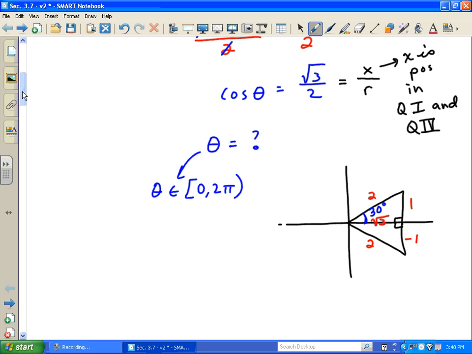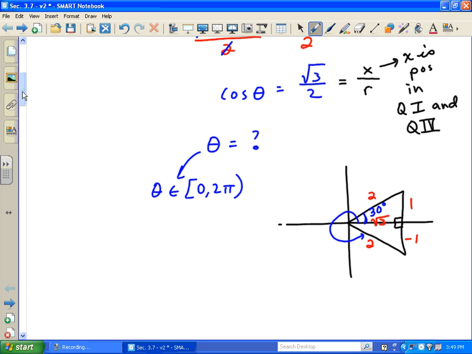Alright, we already know one of our answers is 30 degrees, and we can convert that to radians here in a little bit, and we'll have that one answer. We have another answer, though. Always measure the other answer from the positive x-axis around to the other terminal side. In other words, this would be the other angle.